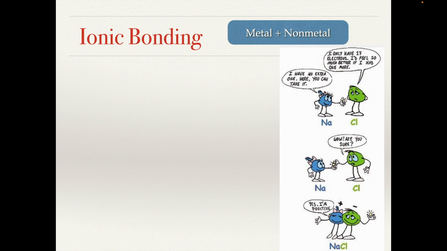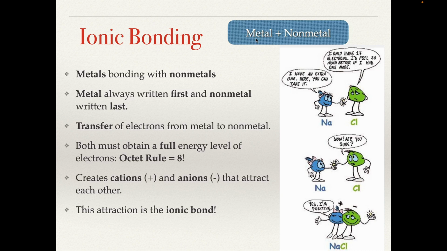So our first bonding type is ionic bonding. And with ionic bonding, we always have a metal bonded to a non-metal. Okay. That's the way we can identify it very quickly. And with metals bonding to non-metals, we're always going to write the metal first, and then the non-metal will be written last. Okay. Again, reminder that ionic bonding is a transfer of electrons from the metal to the non-metal. So the metal is going to give it up, and the non-metal is going to take it, okay? To do this, they both are going to need to have a full energy level of electrons to create that octet rule of equaling 8, okay?